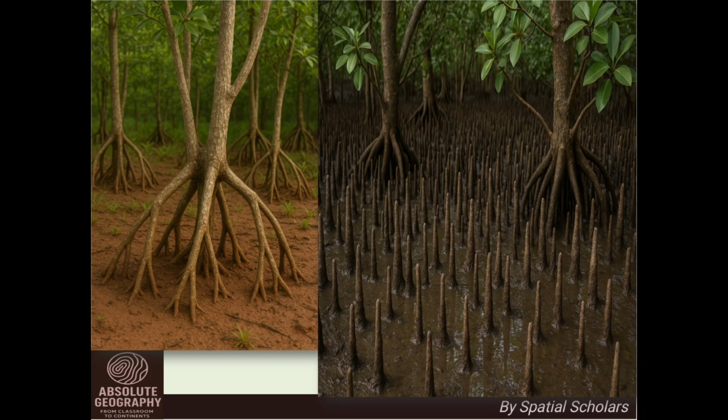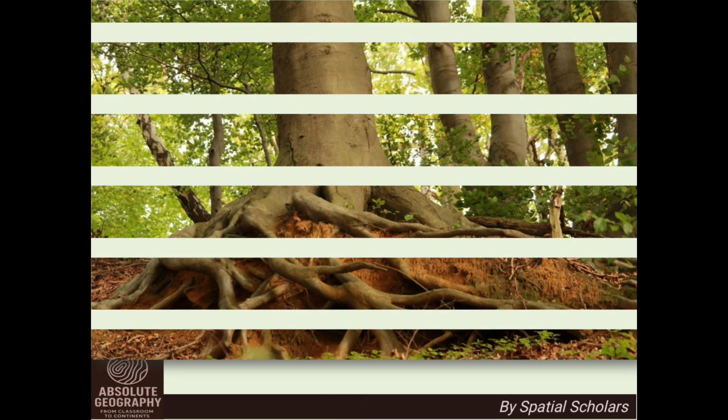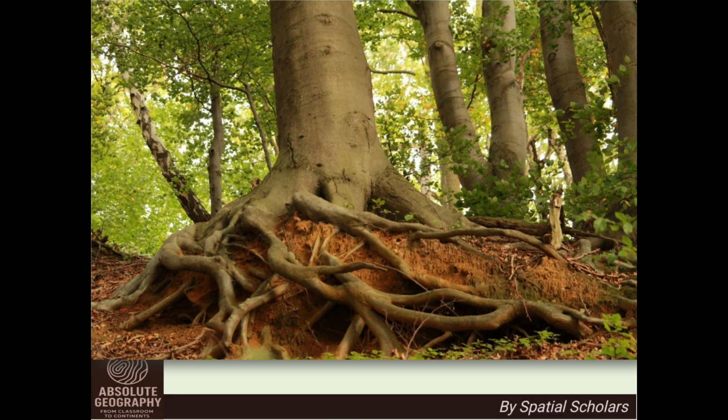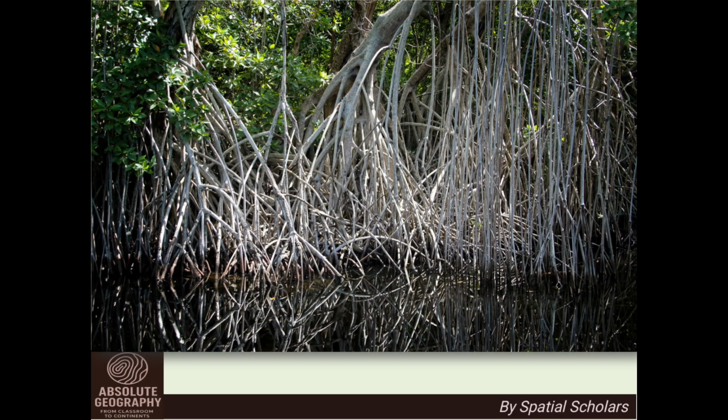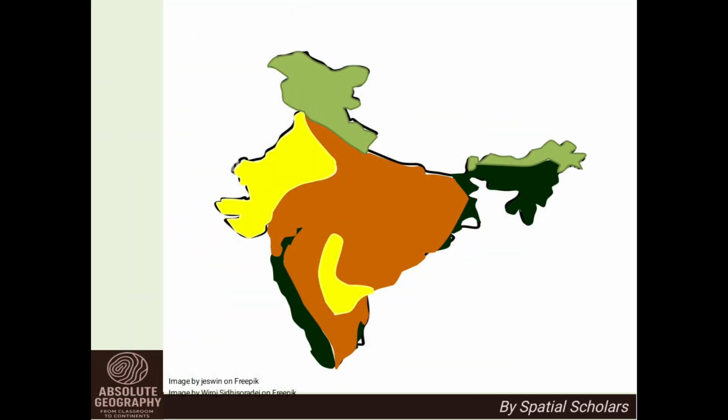Because of these roots, you will often see mangrove trees looking like they are growing on stilts with many roots visible above the ground. They also help in trapping silt, which leads to the formation of new land. These forests act as natural barriers against cyclones and storms. They are found in the Sundarbans, the world's largest mangrove forest, and in the deltas of the Mahanadi, Godavari, Krishna and Kaveri rivers.